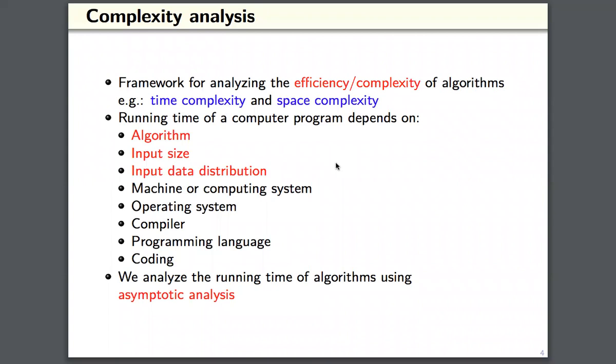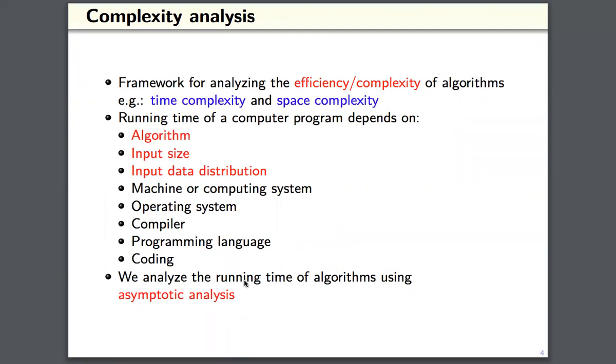Among higher level languages, Python is the slowest programming language. Next, much better would be Java. Much better than Java is C++. And much better than C++ is C in terms of speed, right? So depending on which programming language, again, the runtime can vary. Coding, right? The way you have coded, right?